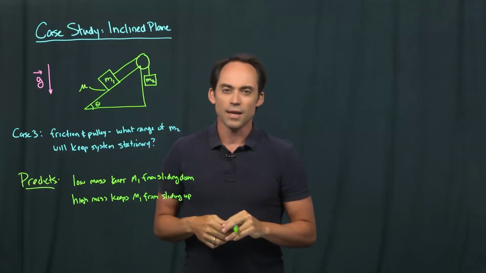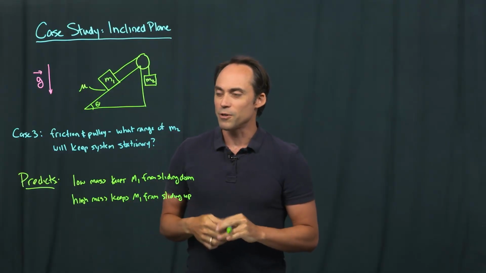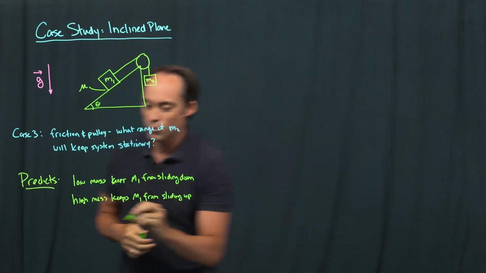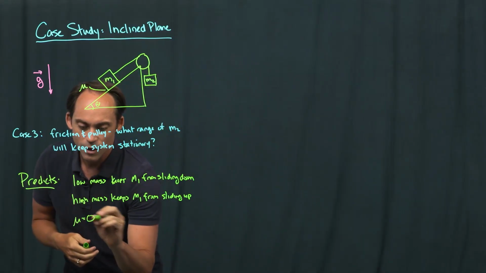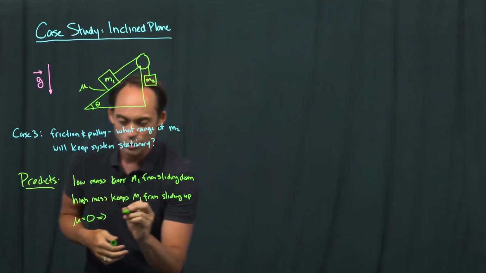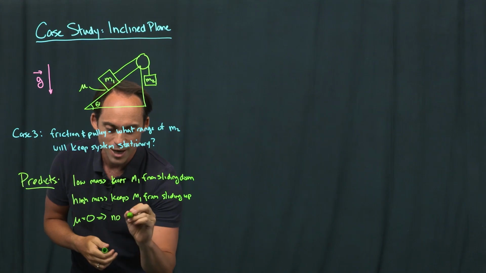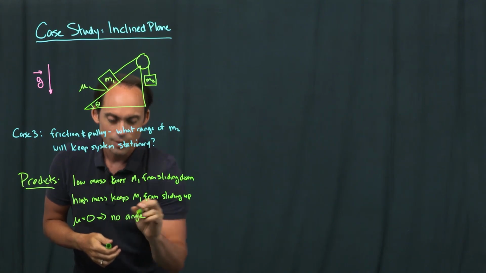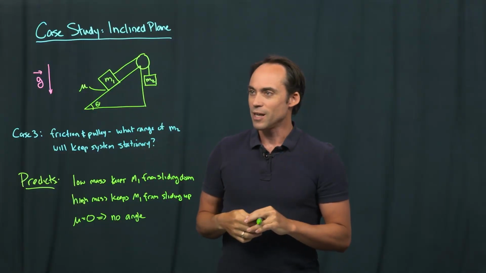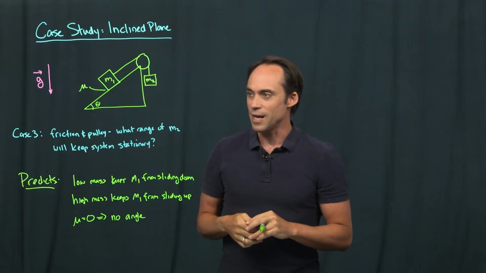Okay? And then there should be some other interesting behaviors. For example, if the coefficient of friction, mu, is equal to 0, then we would expect to have really no angle at which this would be possible, because in that case there's nothing holding the system together, and so this thing should just automatically slide.